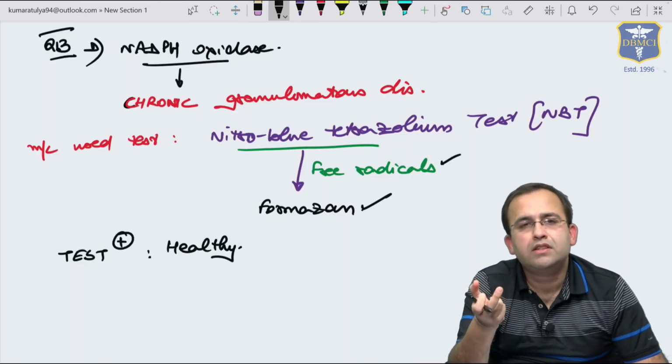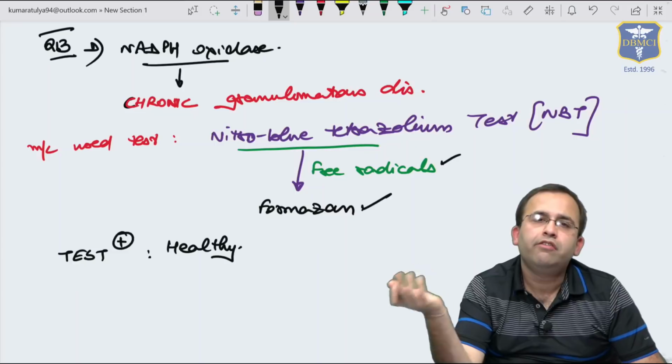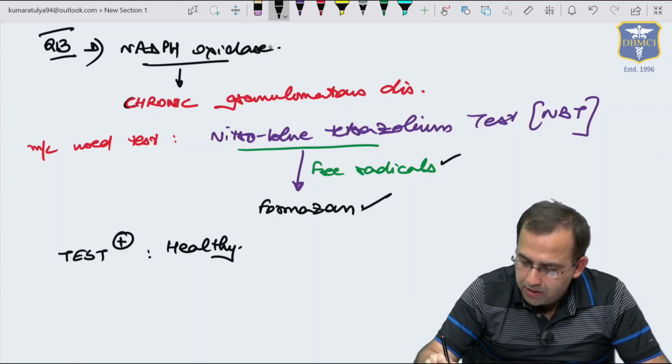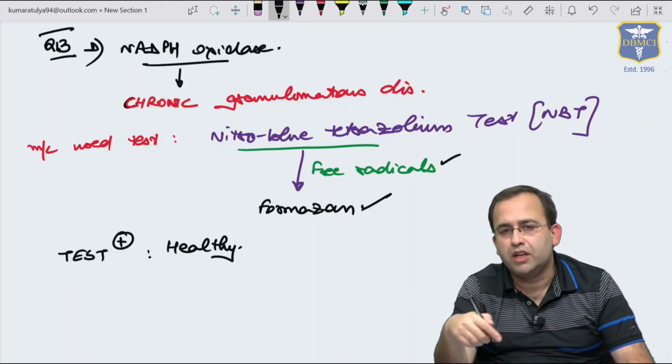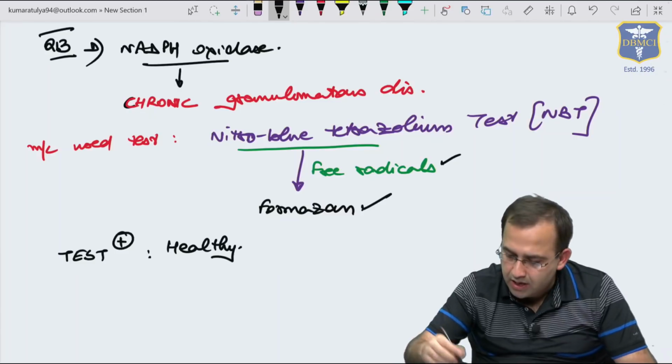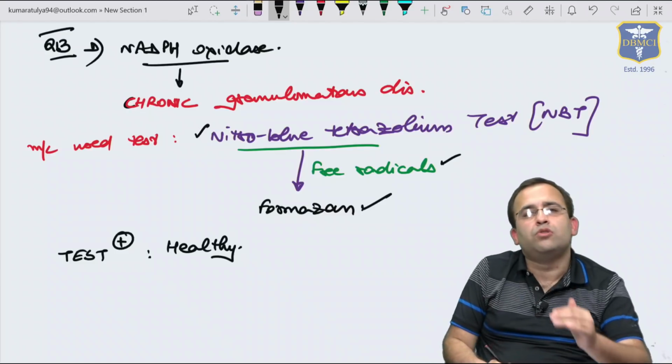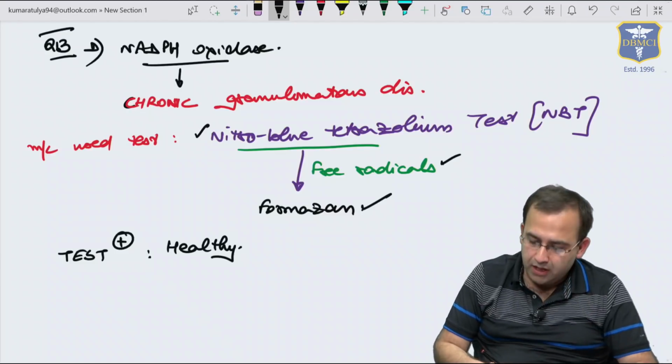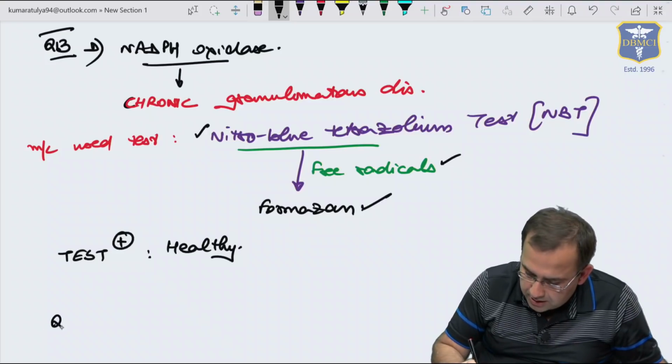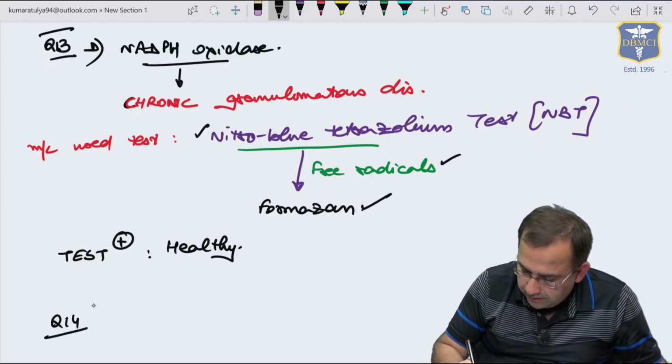What are we doing in this test? Looking for the generation of free radicals. So if NADPH oxidase is normal, if it is functioning, it will lead to the formation of free radicals. As a result, nitroblue tetrazolium will be converted to formazan. This is NADPH oxidase deficiency.